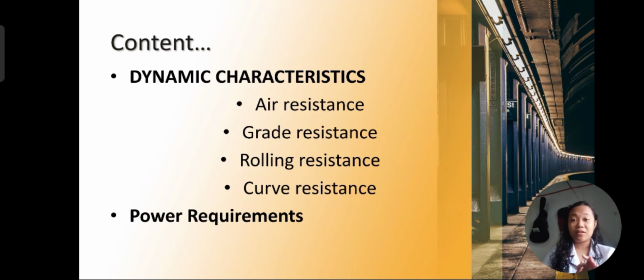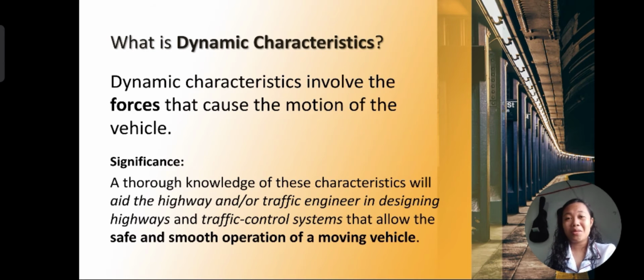Under the dynamic characteristics, I'm going to discuss the four forces or resistances acting on the vehicle in motion, which are the air, grade, rolling, and curve resistance. In addition, power requirements will also be discussed. Now let's first define what dynamic characteristics are. Dynamic characteristics involve the forces that cause the motion of the vehicle.